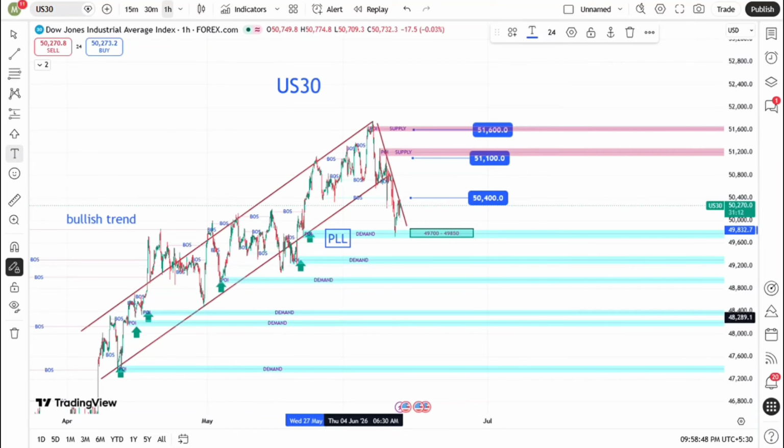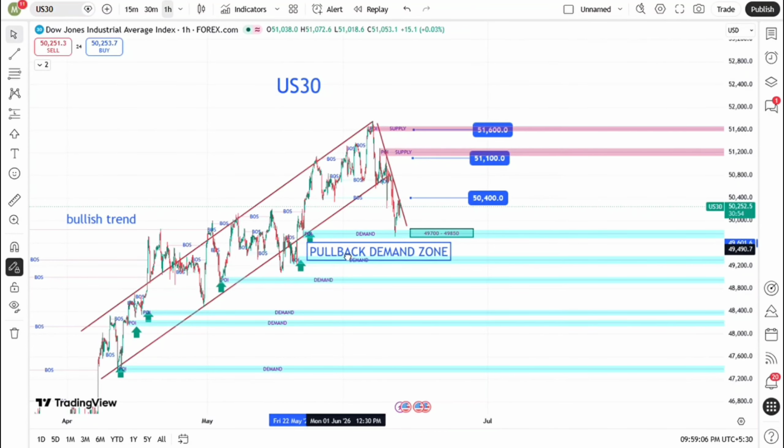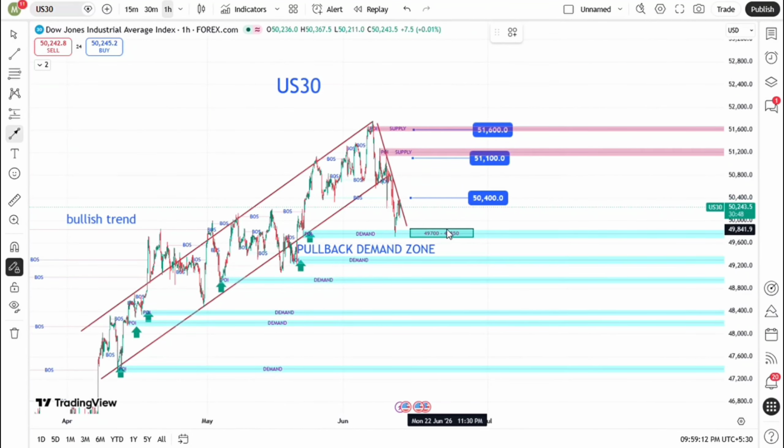If price breaks this, our bias changes. For the bullish trajectory, our targets are structural. Scenario 1 aims for T1 at 50,400 to clear initial minor highs. Scenario 2 targets T2 at 51,100, focusing on the unmitigated supply zone.